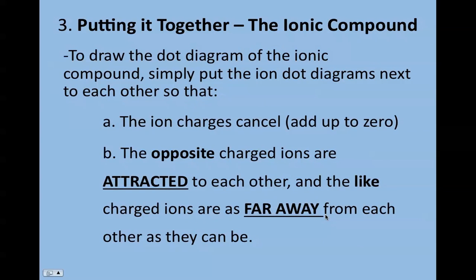So let's put this all together, putting our metal and nonmetal ions together to form our ionic compound. To draw the dot diagram of the ionic compound, we're just going to put the ion dot diagrams next to each other. Now the ion charges cancel. They should always add up to 0. So if I add up all the charges of each ion, they should add up to 0 in the compound. The oppositely charged ions are attracted to each other, and the like charged ions have to be as far away from each other as possible. So we should never have 2 negatively charged ions or 2 positively charged ions together.